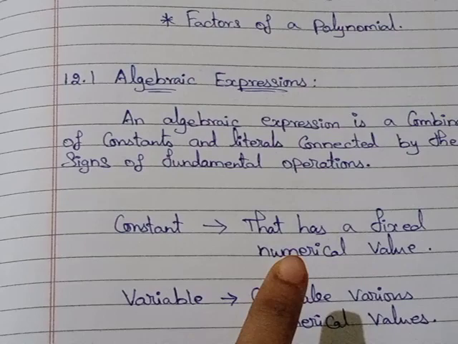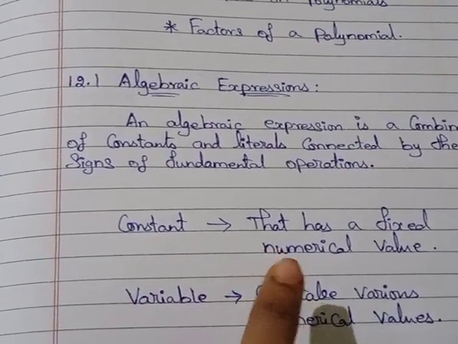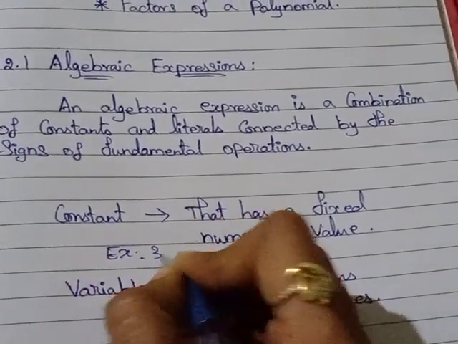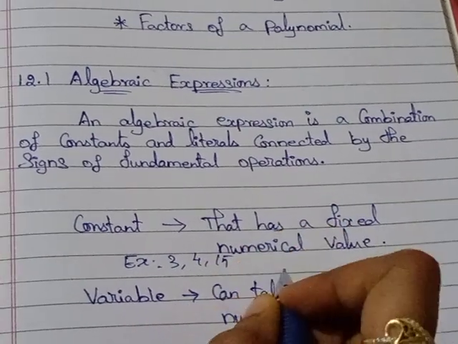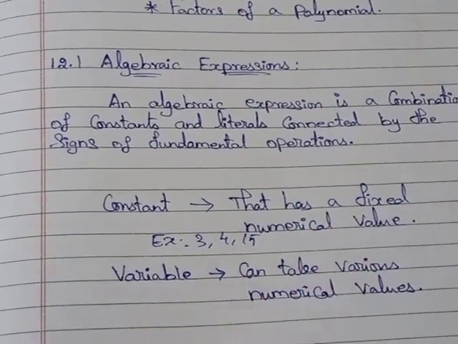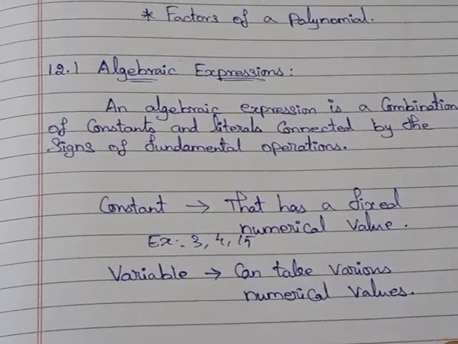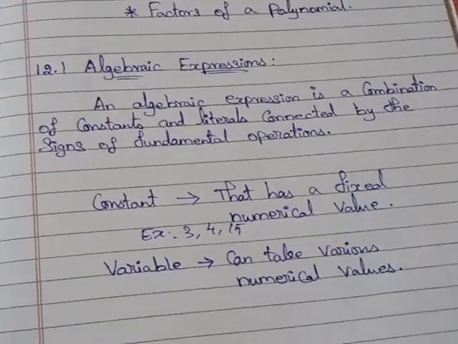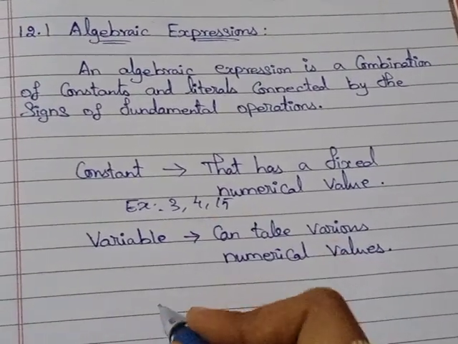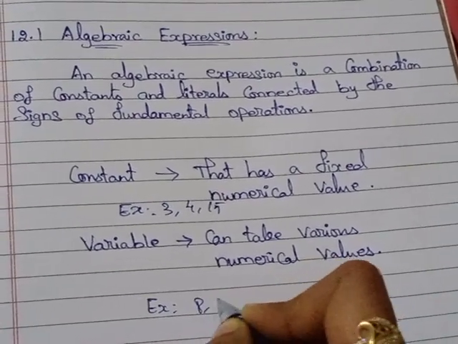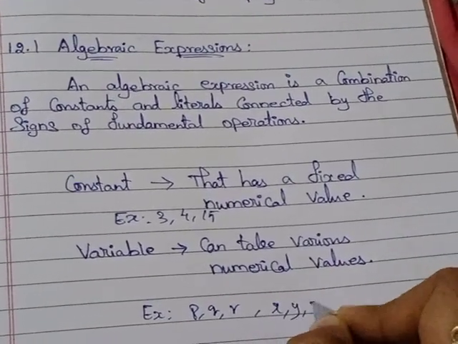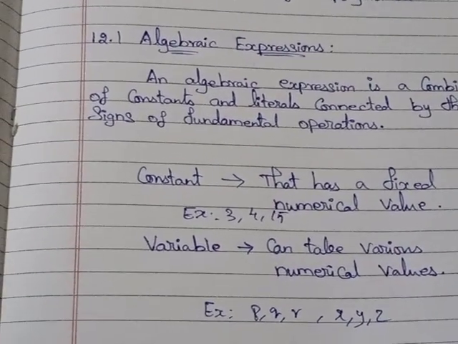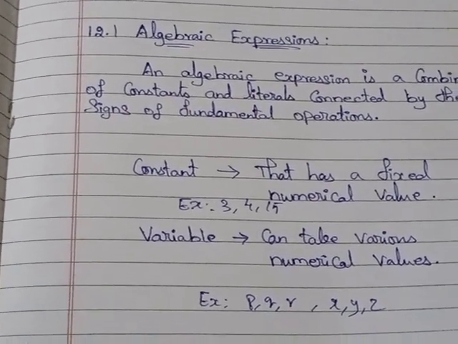What is a constant? A quantity that has a fixed numerical value, for example 3, 4, 15. These are the constant values. The next one is variable. A quantity which can take various numerical values is called a variable. For example, an unknown number represented by a letter of the alphabet, like P, Q, or X, Y, Z. These are the variables. They are called literals. Literals are usually used in algebra to represent variables.